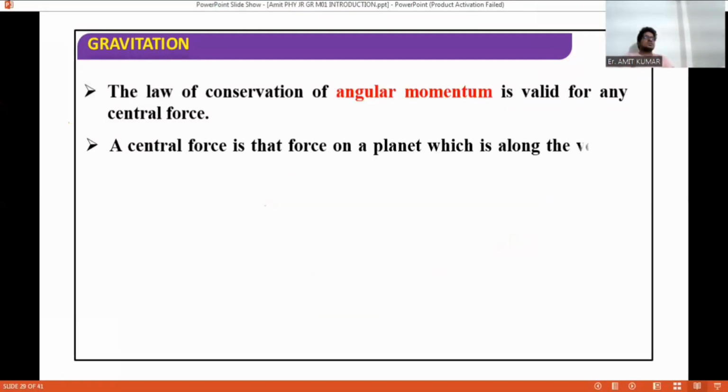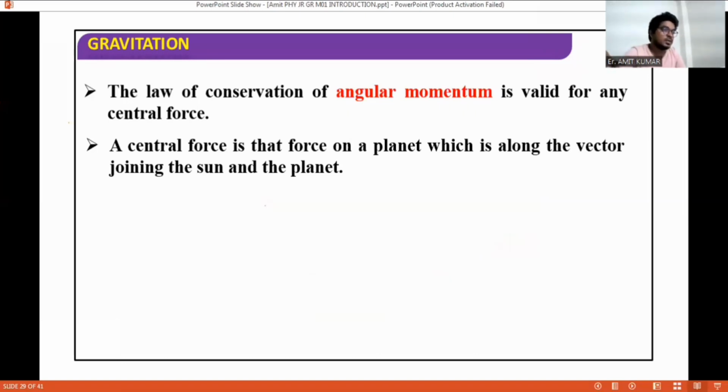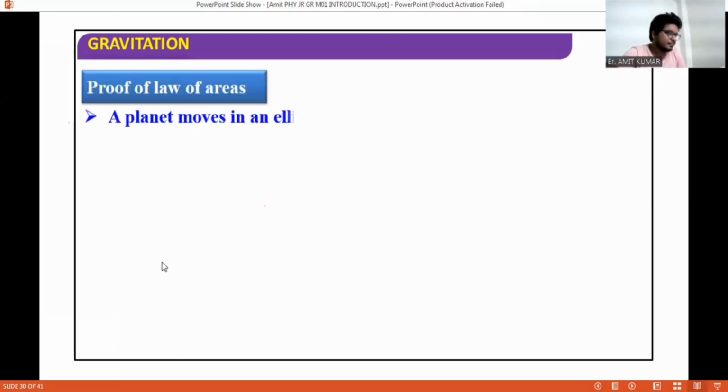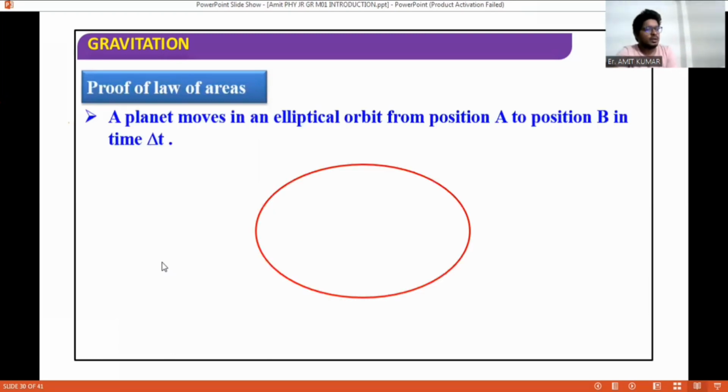So the law of conservation of angular momentum is valid for any central force. If the force is acting towards the center, you can always apply conservation of angular momentum. A central force is a force on a planet which is along the vector joining the sun and the planet, where the sun is at the position of the center, the focus of the ellipse. Clear?